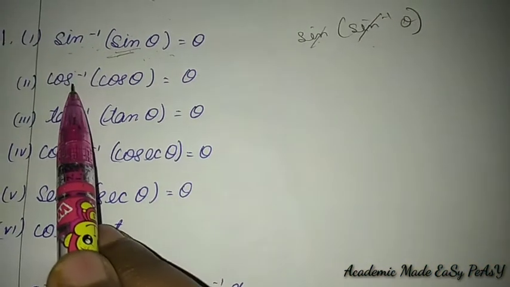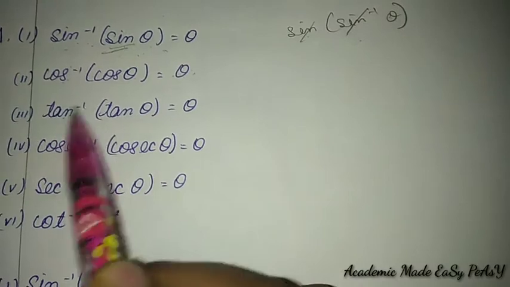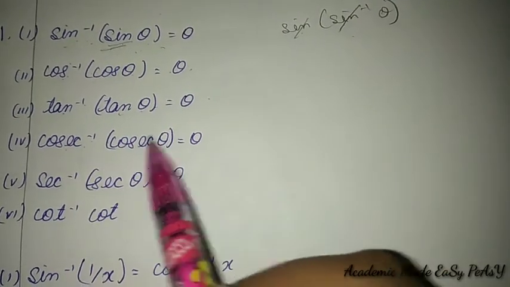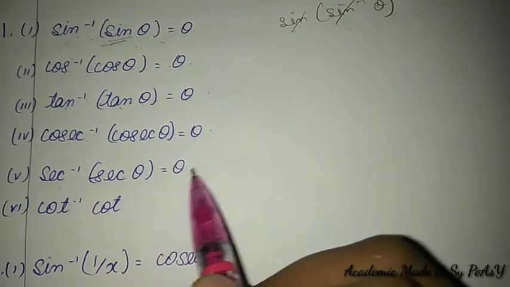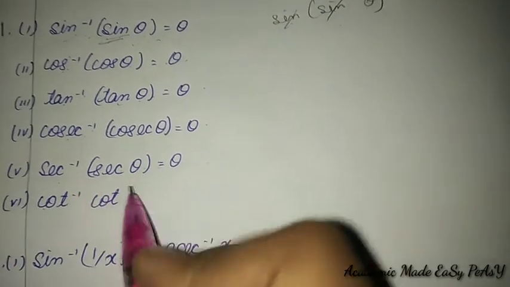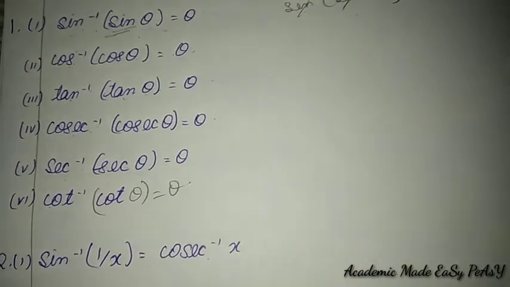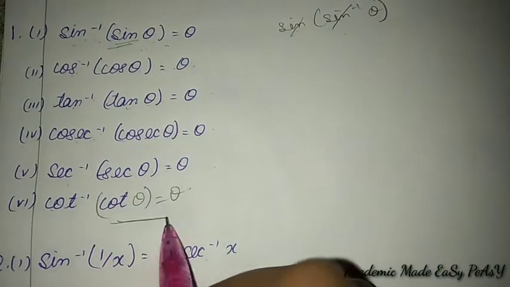Same for cos inverse of cos theta, which is equal to theta. Tan inverse of tan theta is equal to theta. Cosecant inverse of cosecant theta is equal to theta. Secant inverse of secant theta is equal to theta. Cot inverse of cot theta is equal to theta. This is the first set of formulas. Till here it is the first set.